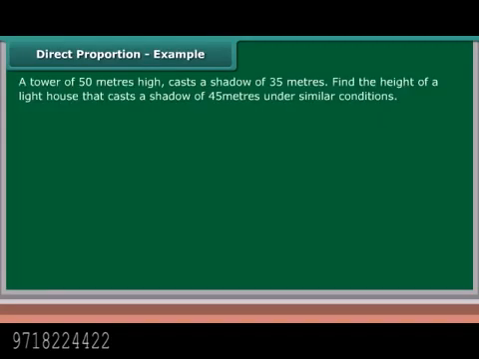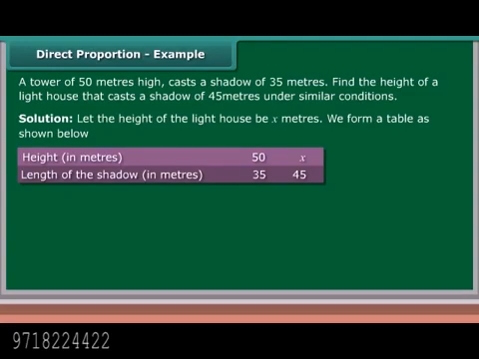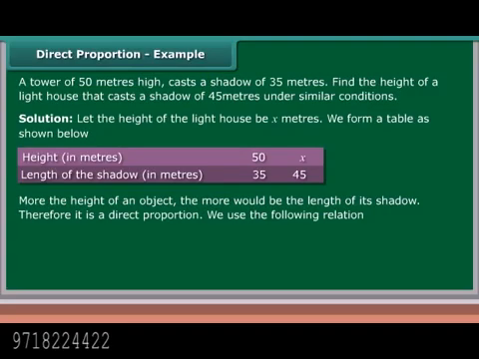Example 2. A tower of 50 meters high casts a shadow of 35 meters. Find the height of a lighthouse that casts a shadow of 45 meters under similar conditions. Solution. Let the height of the lighthouse be X meters. We form a table as shown below. The more the height of an object, the more would be the length of its shadow. Therefore, it is a direct proportion. We use the following relation. X1 upon Y1 is equal to X2 upon Y2. 50 upon 35 is equal to X upon 45. 50 upon 35 into 45 equals X. 64.2 is equal to X.